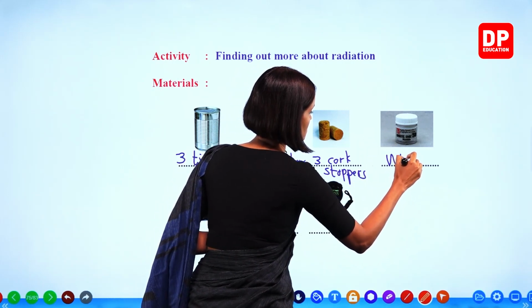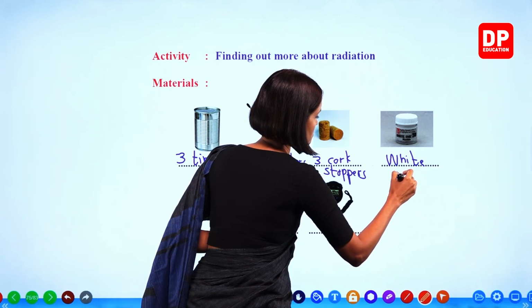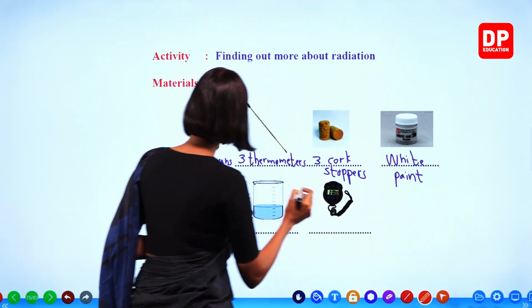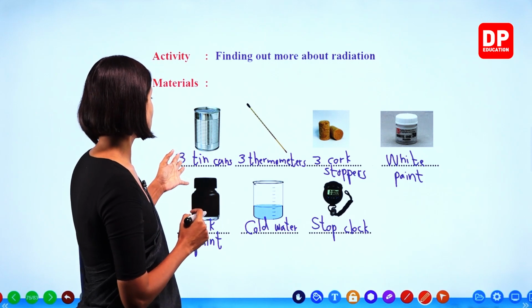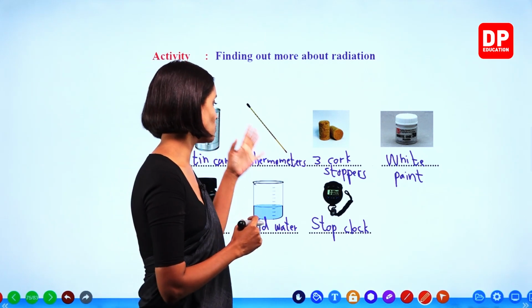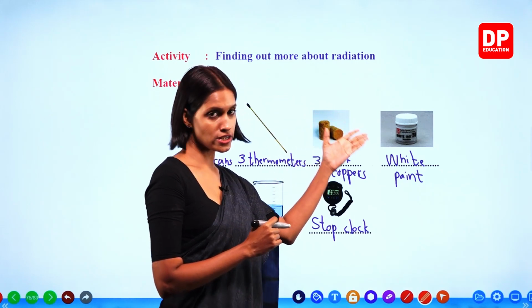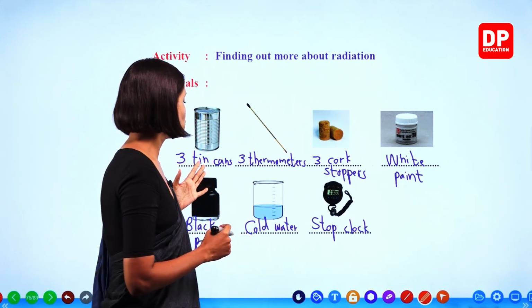White paint. Black paint. Cold water. Stop clock. Three tin cans, similar tin cans, 3 similar thermometers, 3 cork stoppers, white paint, black paint, cold water, and stop clock.